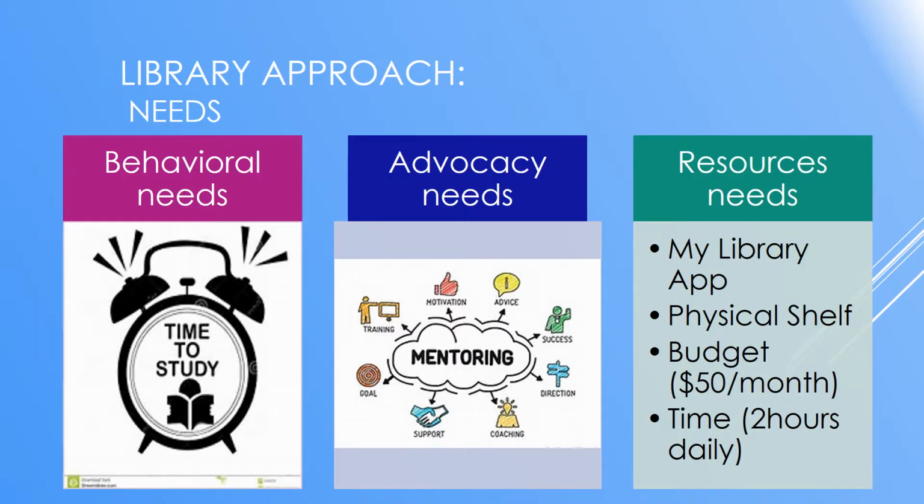My library needs are classified into three sections: behavioral, advocacy, and resource needs. The behavioral needs include creating time to study, update library inventory, and actively staying atop of technological advancements. The advocacy needs include active mentorship to support, coach, and facilitate growth. The resource needs include my library app, which helps me keep track of my inventory, the physical shelf, a monthly budget of $50 to purchase new materials as needed, and at least 2 hours of studying daily.